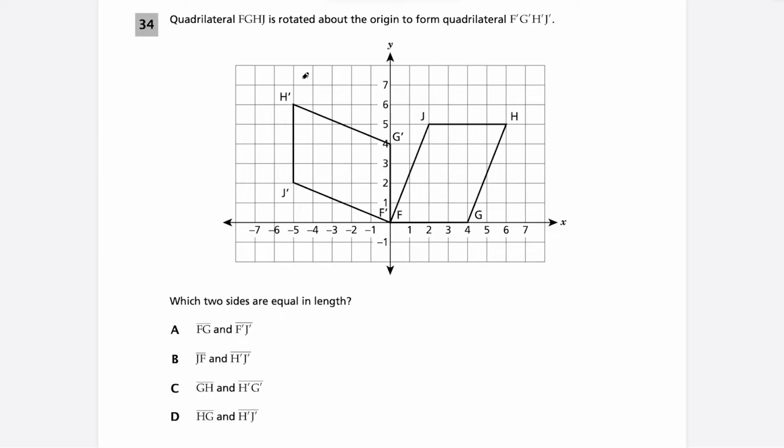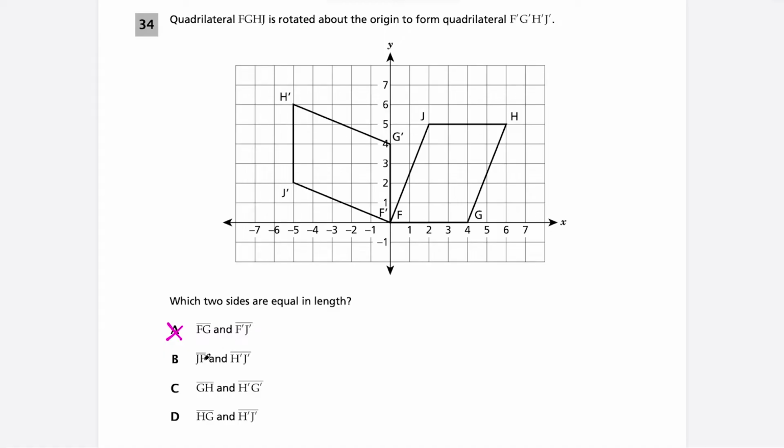Question 34, quadrilateral FGHJ is rotated about the origin to form quadrilateral F prime, G prime, H prime, J prime. And we want to know which two sides are equal in length. Now, for a question like this, there's a nice little shortcut. When you look at the answer choices, you want to pick two sides that have the same letters. So notice A is out because F matches F prime, but G and J don't match.